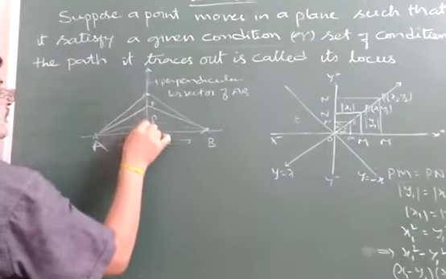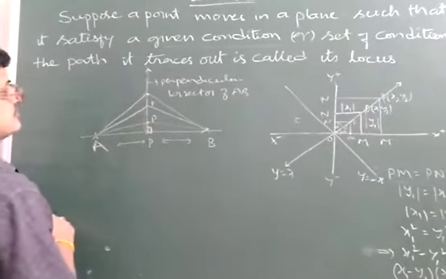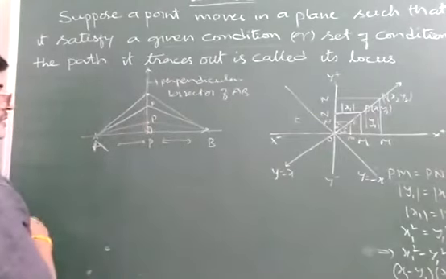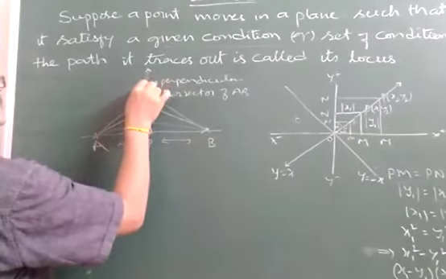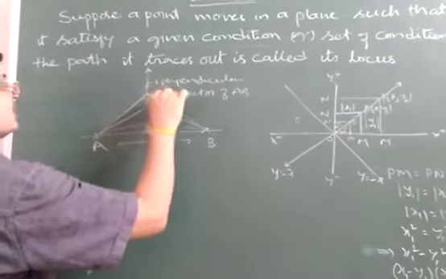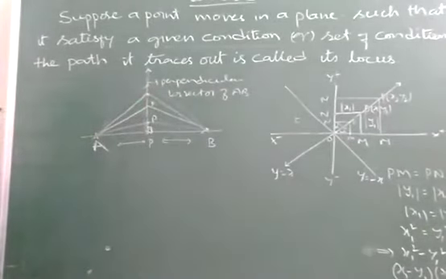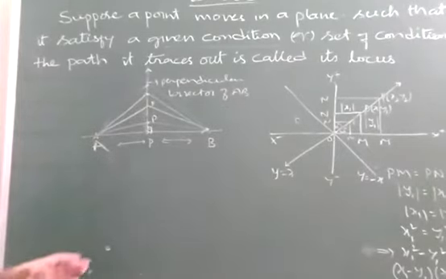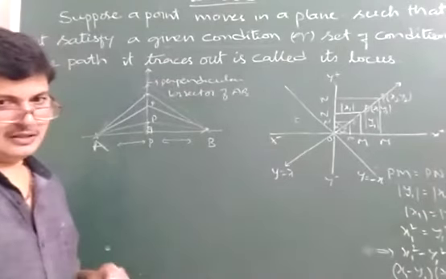One is perpendicular bisector. Here the geometrical condition is that any point on this line makes equal distances from A and B. That is the geometrical condition. That is the locus.